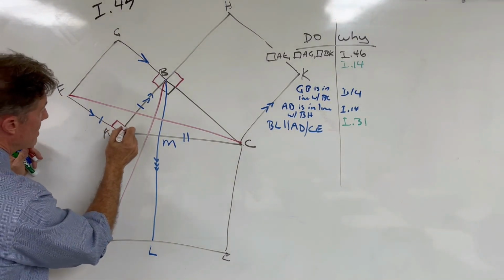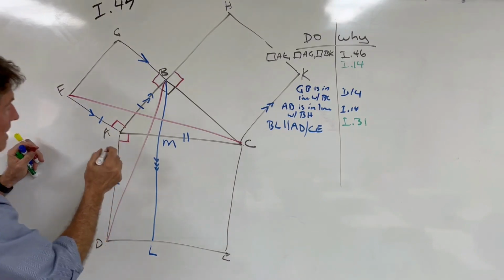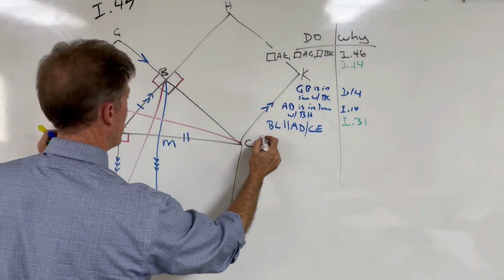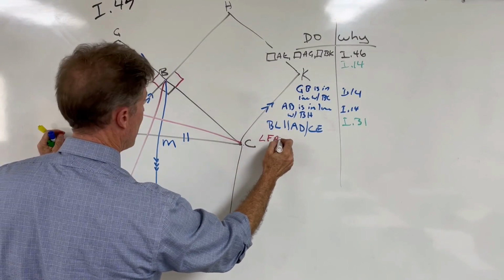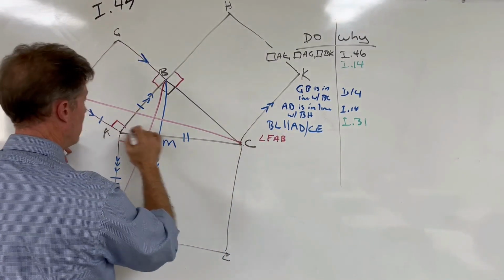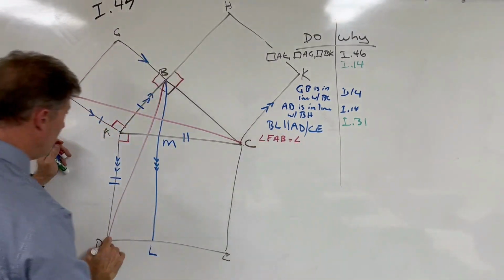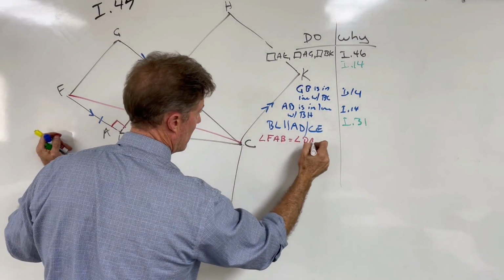So we know this is a right triangle, we know this is a right triangle. So let's keep track here. We know that angle FAB, which is a right angle, is equal to angle DAC, also a right angle.